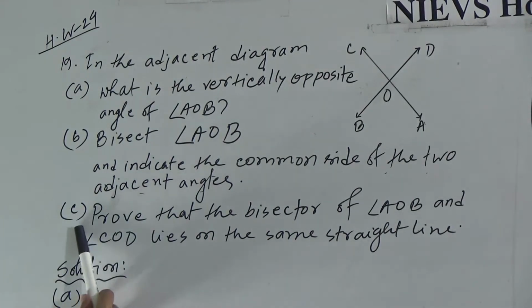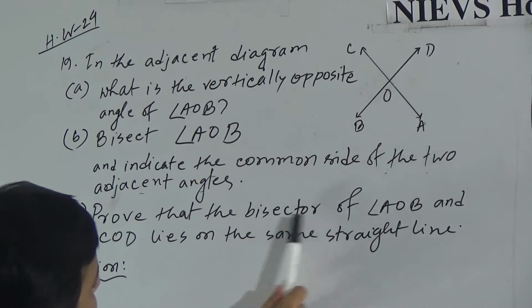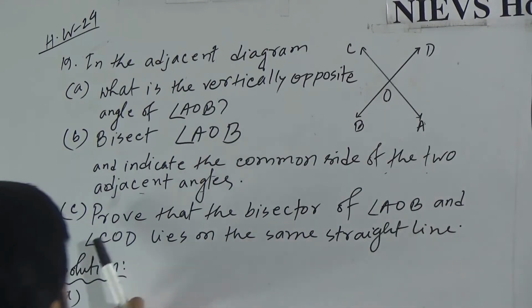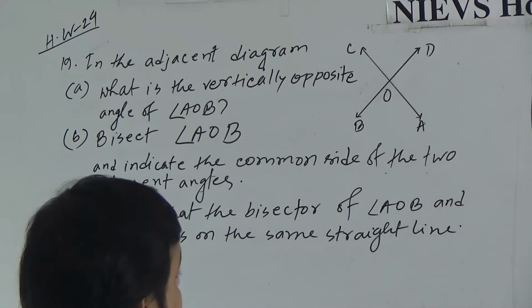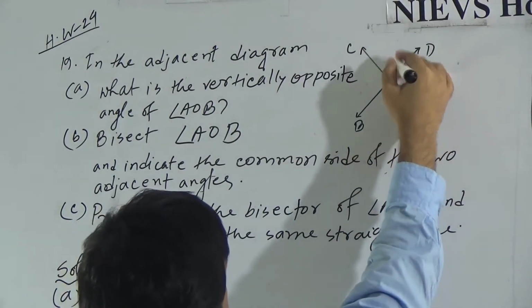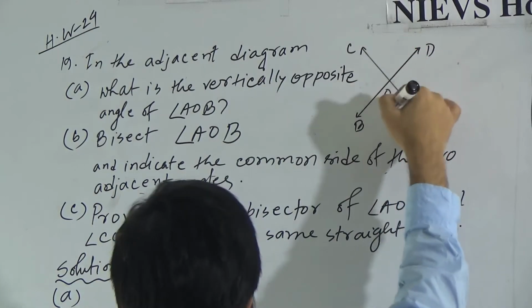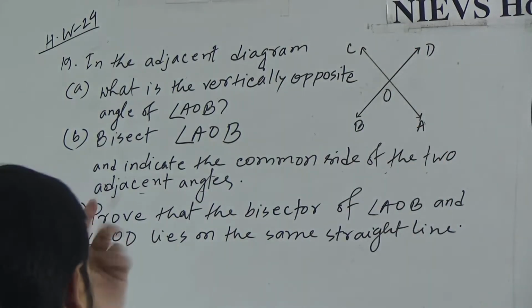Okay. Now question C, prove that the bisector of angle AOB and angle COD lies on the same straight line. It means that if we draw the bisector of angle AOB and COD, these two bisectors will lie on the same straight line. Okay, dear students, let us start our solution.